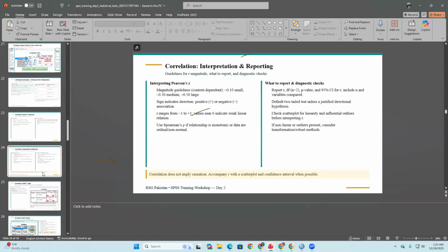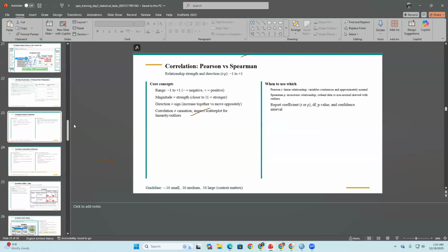Now we are going to do the correlation. We have performed the chi-square test. Now we are looking at correlation analysis. Whether you have continuous data or categorical data, you can do correlation analysis. You can check whether there is a relationship between two variables or not. Keep in mind, there are two types of correlation analysis. One is Pearson, the other is Spearman.